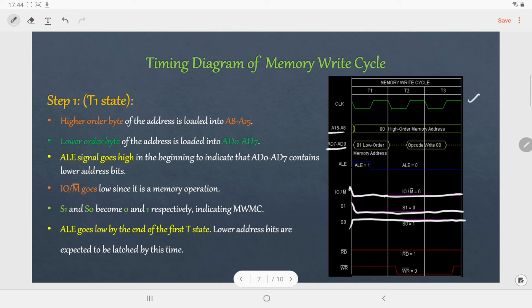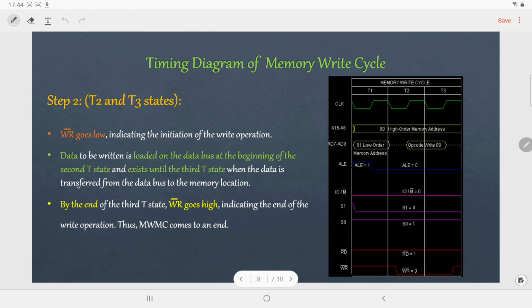And as we are performing write operation, RD bar will be 1 throughout. RD bar will be 1 for all 3 T states. And then ALE will go low at the end of the first T state, and here the lower address bits are expected to be latched by this time. Now let us discuss the second and third T states of memory write machine cycle.